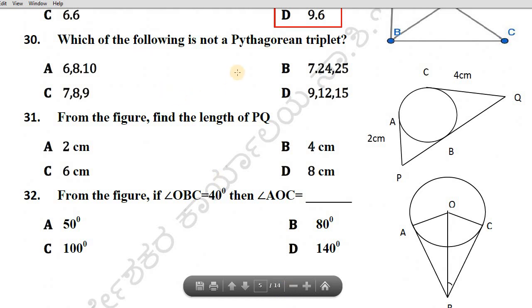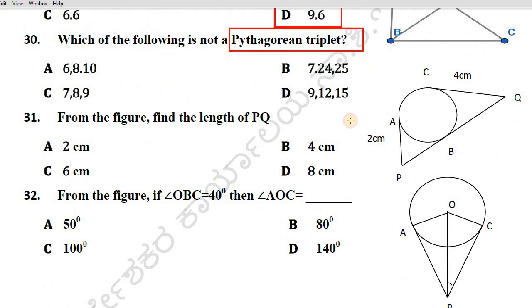Which of the following is not a Pythagorean triplet? Definitely on Pythagorean triplets, one problem will be there, that they can ask directly like this. Otherwise, from the circle chapter they can ask, or from trigonometry, or from the surface area and volume chapter. Here C is not a Pythagorean triplet, because 7 square means 49, 8 square means 64, and 9 square means 81. As we add 49 to 64, we never get 81. So therefore option C, 7, 8, 9, is not a Pythagorean triplet.